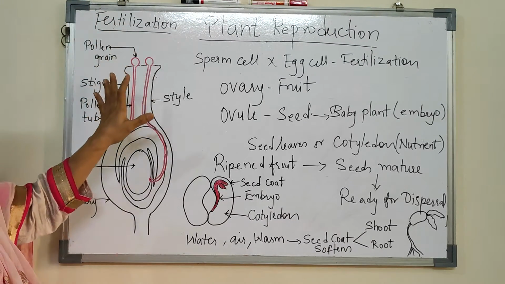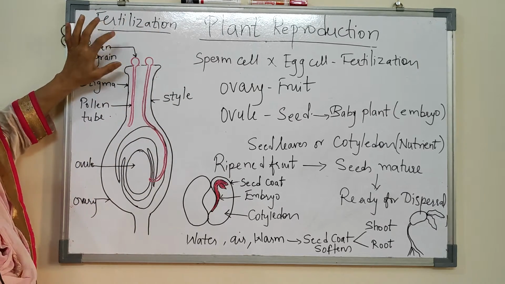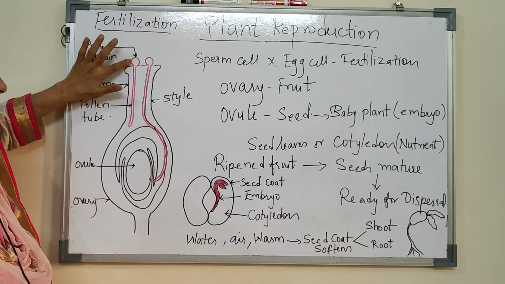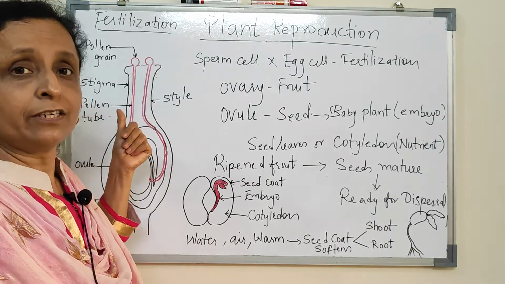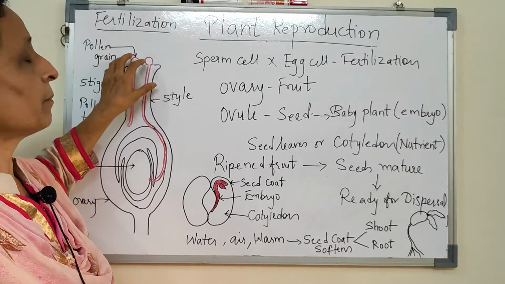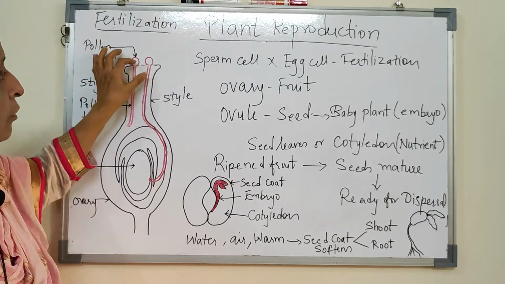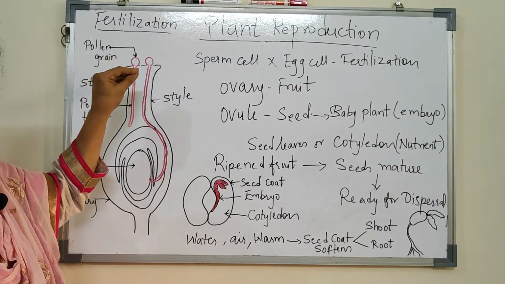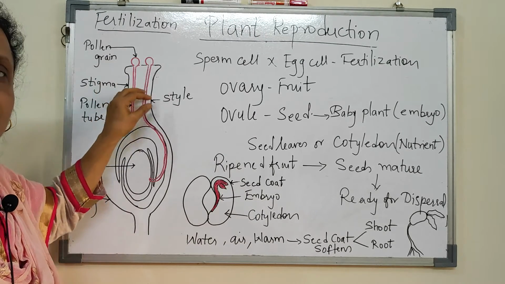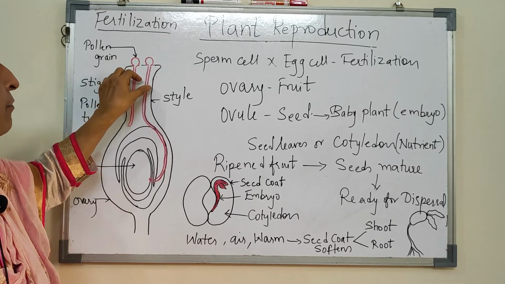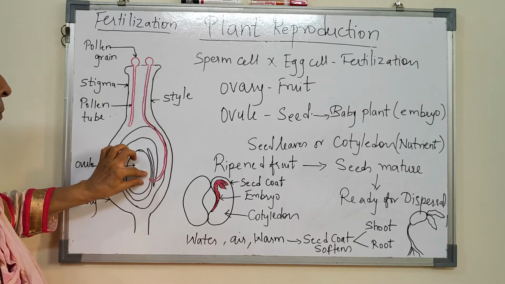Fertilization, how the actual process takes place in fertilization. Now you have learned up till how the pollen grains are there on the stigma. On the stigma, there is a sugary fluid, and there are many pollen grains. As they get the sugary fluid, they will give out tubes. They will all start giving tubes. Now whichever is fastest will give out a tube which will reach the ovule.